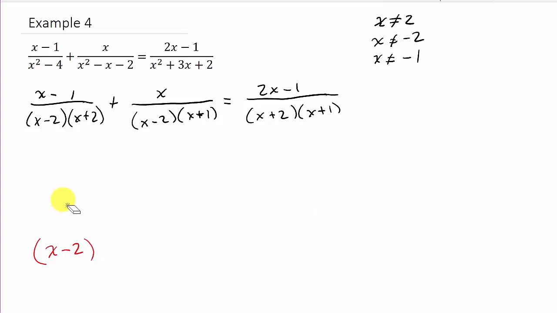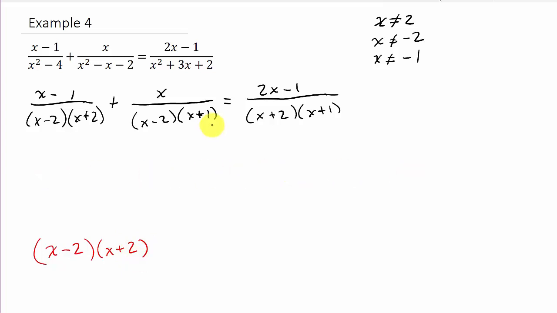And then we go to the next one. Let's go to x plus 2. Here it appears once, here it appears 0, and here it appears once. The most times it appears in one of them is 1 time, so we use it 1 time.